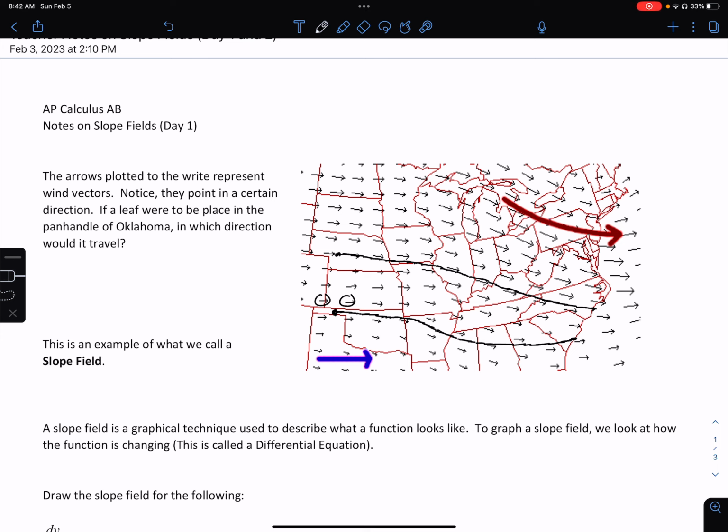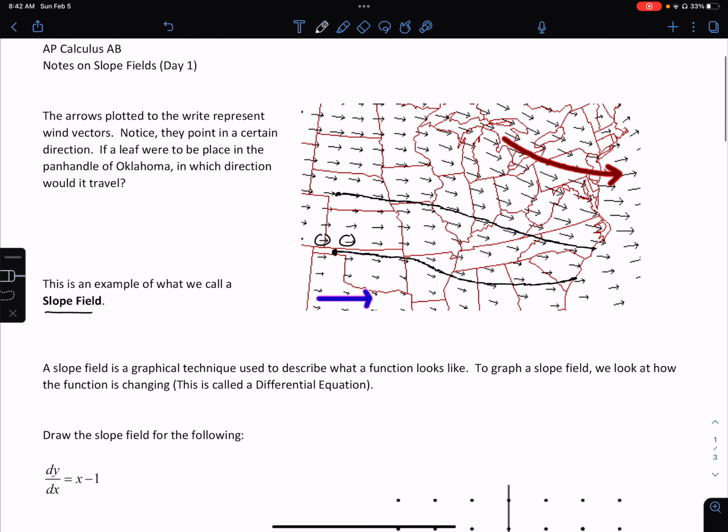This is what we call a slope field. Now, this is technically called a vector field, because they have arrows, but we'll talk more about the difference in multivariable calculus. I do have a video on that if you want to take a look at my multivariable channel.